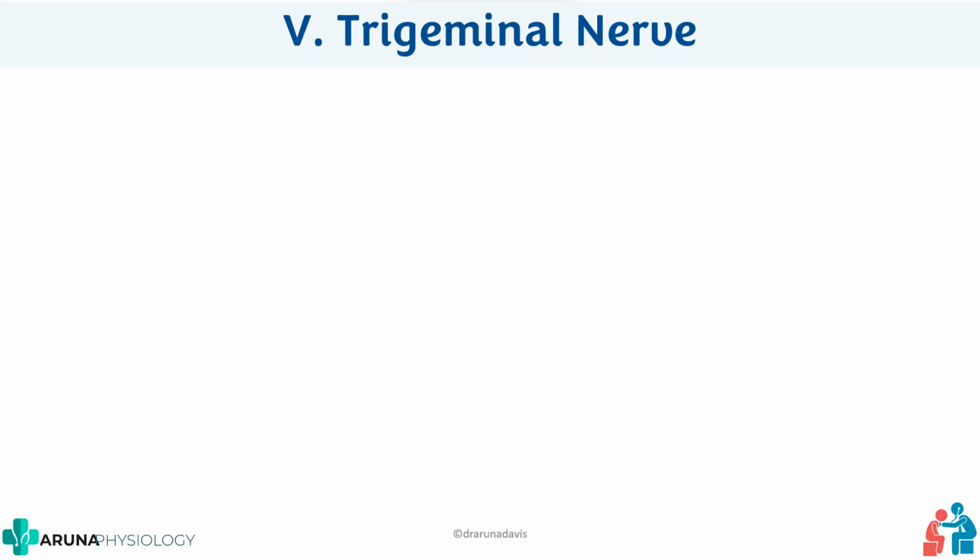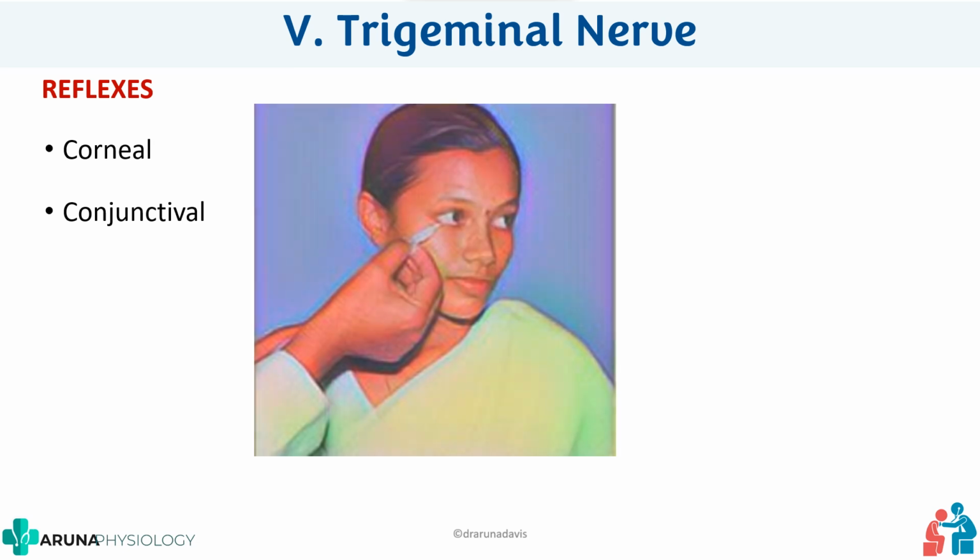And finally, you have to test for the reflexes also. We know that the trigeminal nerve is involved in the corneal and conjunctival reflex. These are reflexes in which we test the cornea or the conjunctiva, depending on which reflex it is, and it will cause reflex closure of both the eyes. So that is how we test for the corneal and conjunctival reflex.